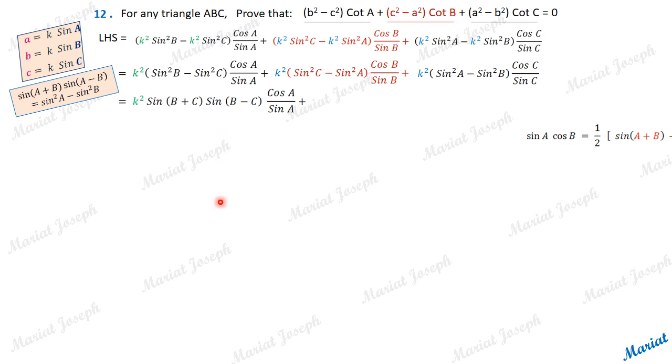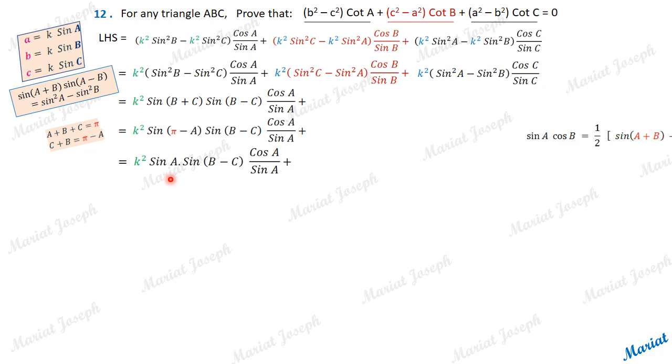Let's complete its simplification now. Look, here there is a B + C. We are doing the question in a triangle ABC, so angle A + B + C will be π. So angle B + C is π − A. The rest is copied as it is. Now what is sin(π − A)? It is sin A. So K² sin A sin(B − C) into cos A by sin A; you can cancel sin A and sin A. What are we left with? K² sin(B − C) cos A.